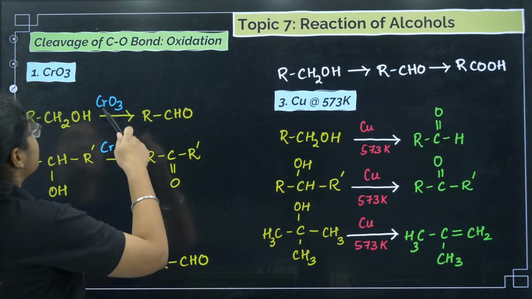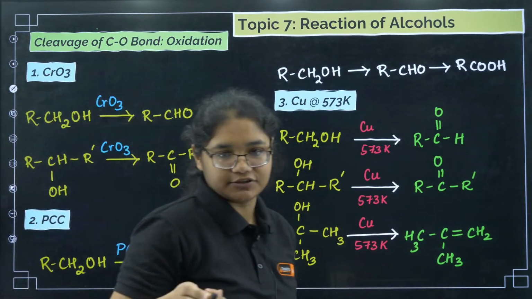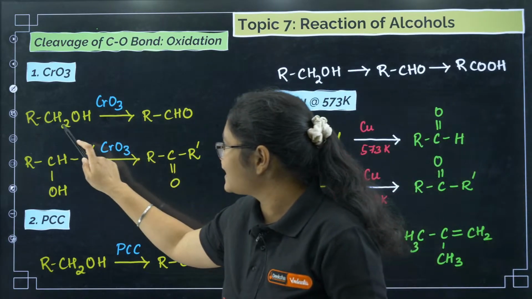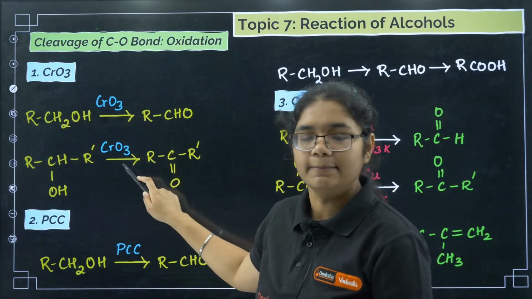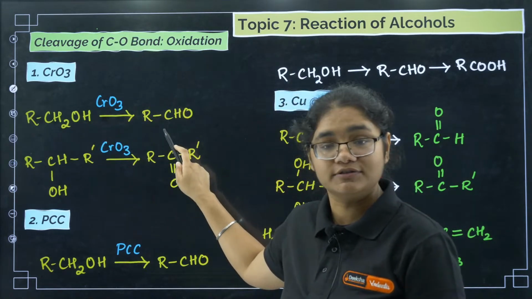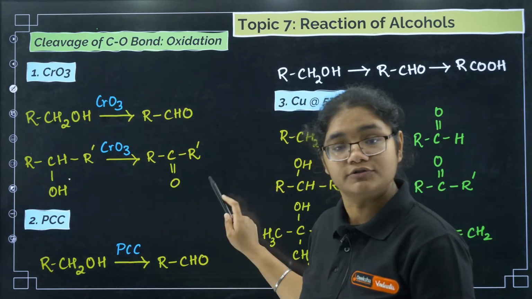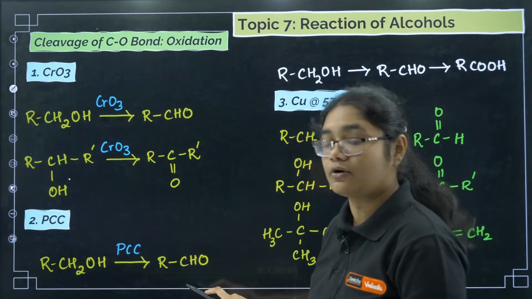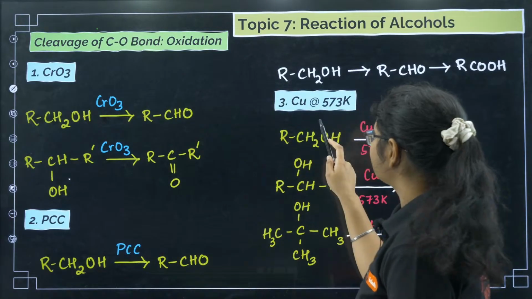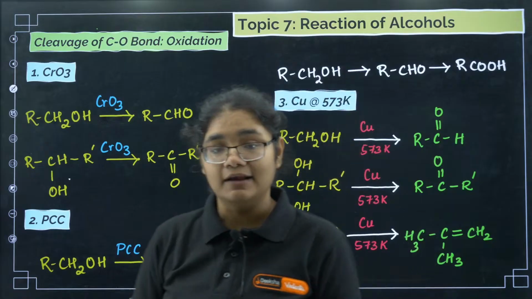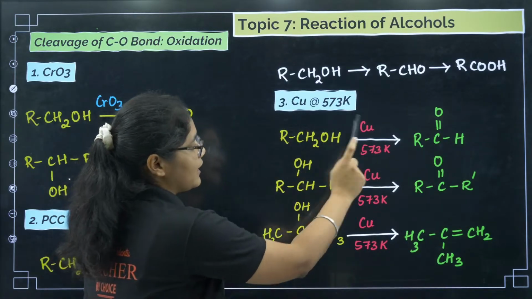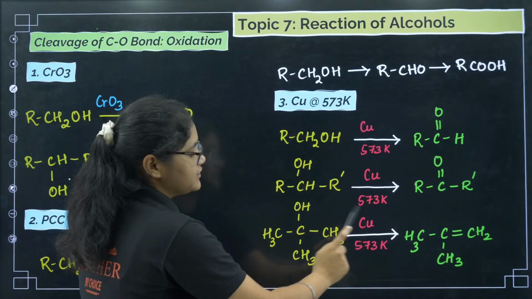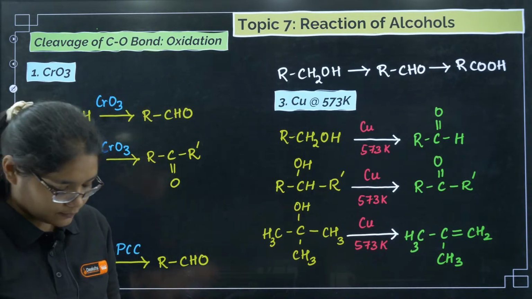That is oxidation of alcohols. How can we oxidize alcohols? You can oxidize alcohols by using CrO3. That will convert primary alcohols to aldehydes, secondary alcohols to ketones. Similarly, PCC I can use to convert primary alcohols to aldehydes. And we also have copper at 573 Kelvin, which will convert primary alcohols to aldehydes, secondary alcohols to ketones, and tertiary alcohols to alkenes. Okay, clear?